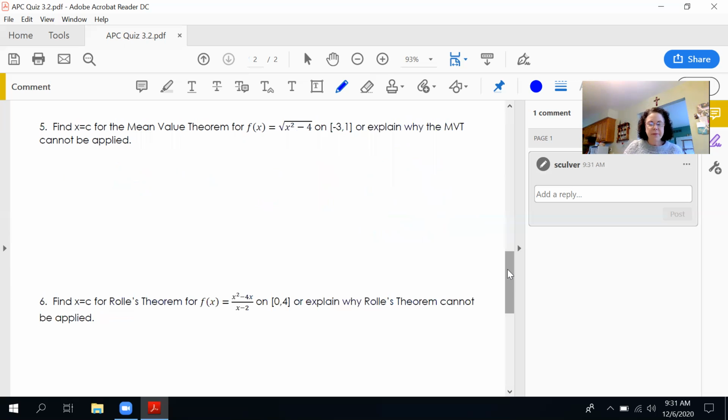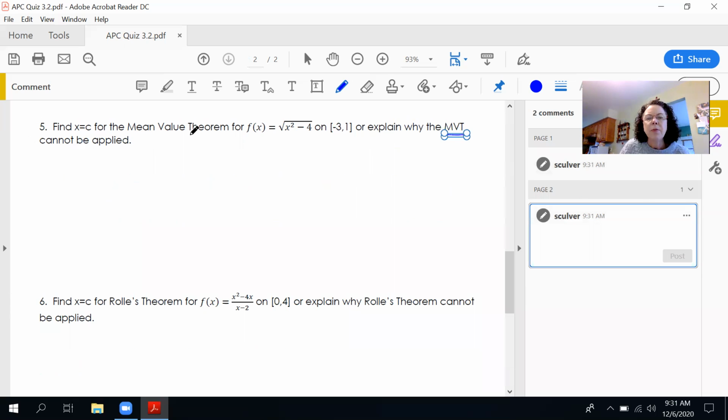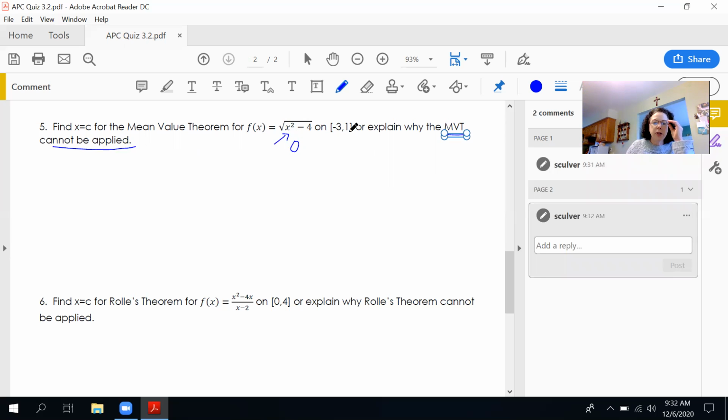Now on number 5, find x equals c for the mean value theorem for this expression, the square root, on the closed interval from -3 to 1, or explain why the MVT cannot be applied. So right here, really what's going on is I'm hoping, denominators can't be 0, square roots can't be negative, that you notice that if you try to put in a 0 here, you're getting the square root of a negative number, which is imaginary and certainly not on this closed interval.